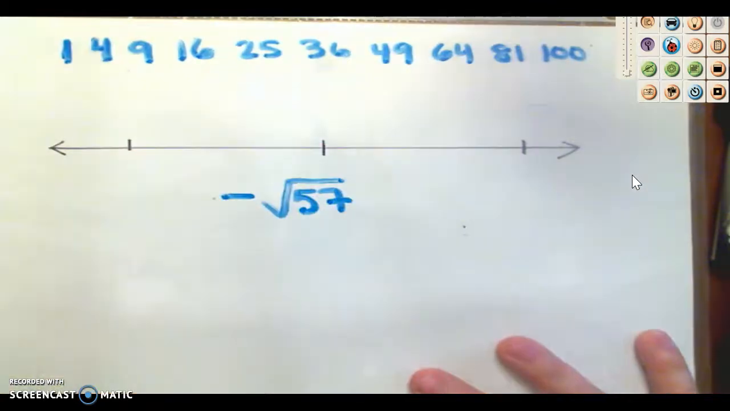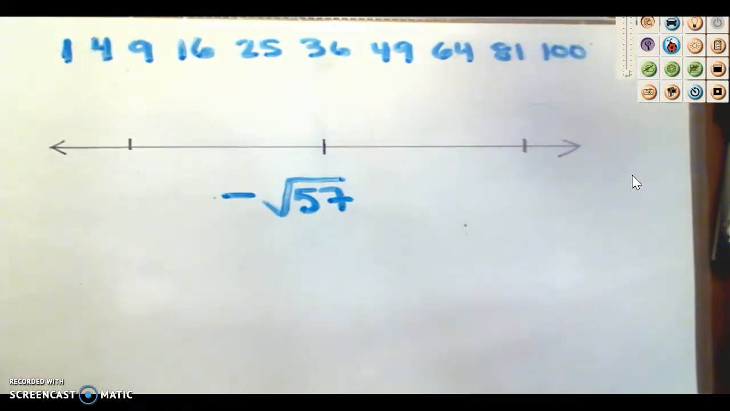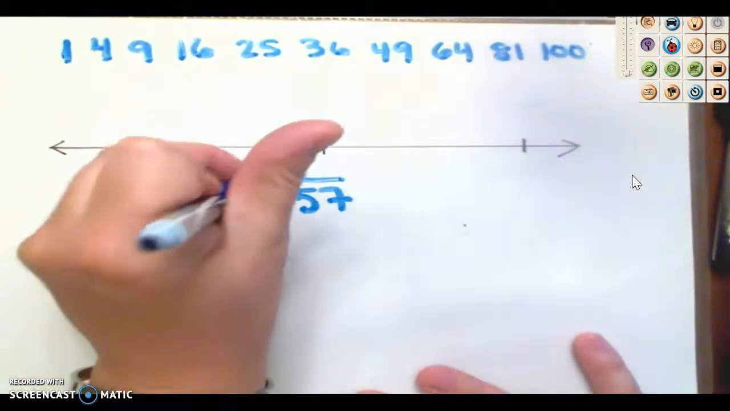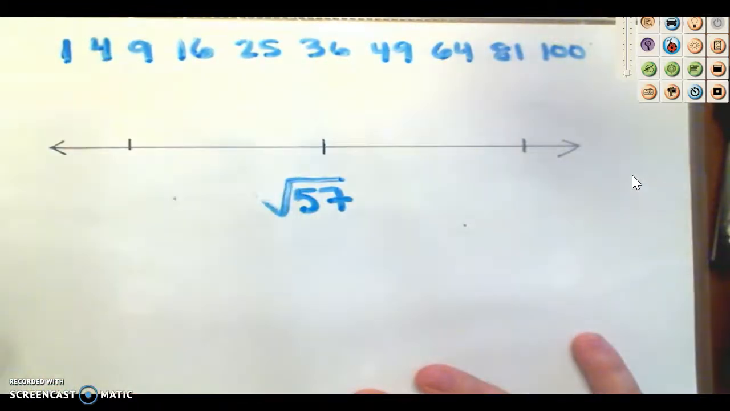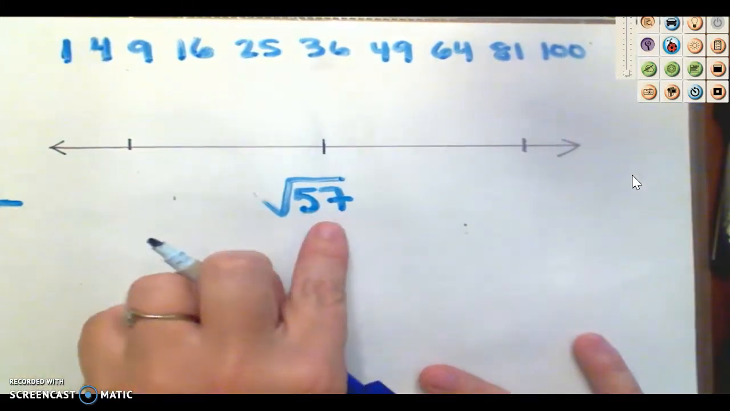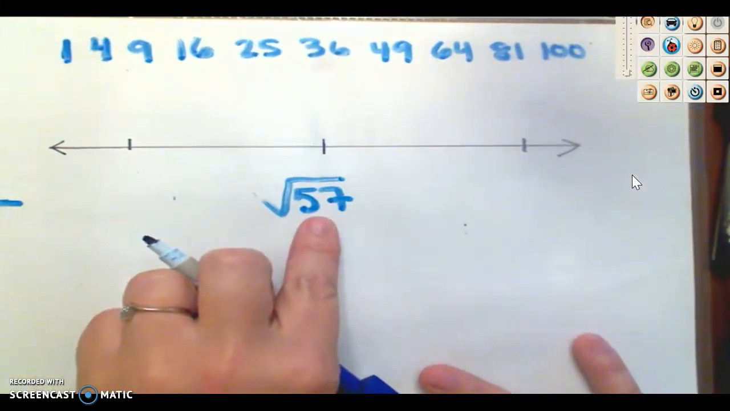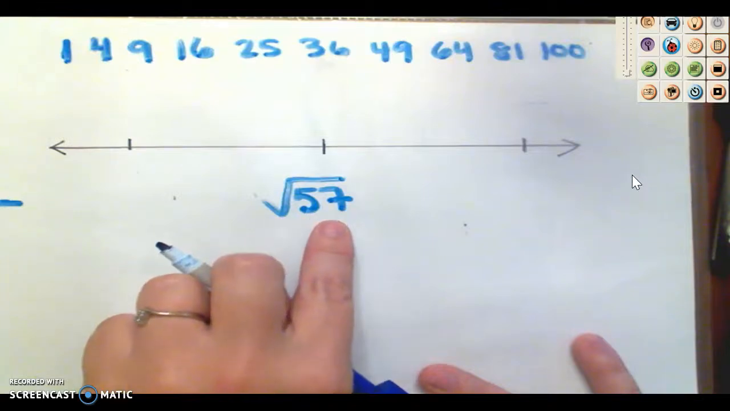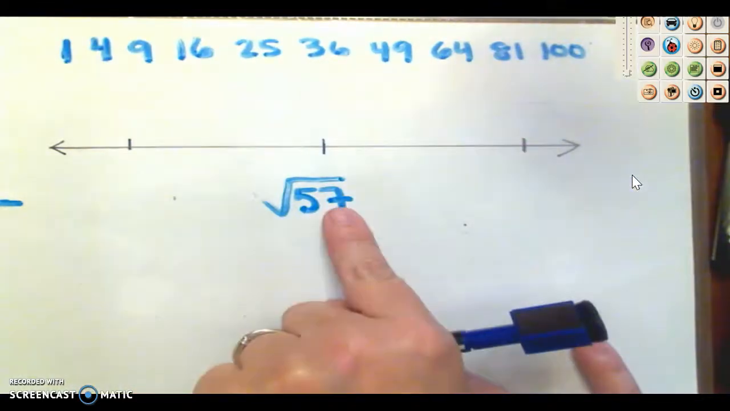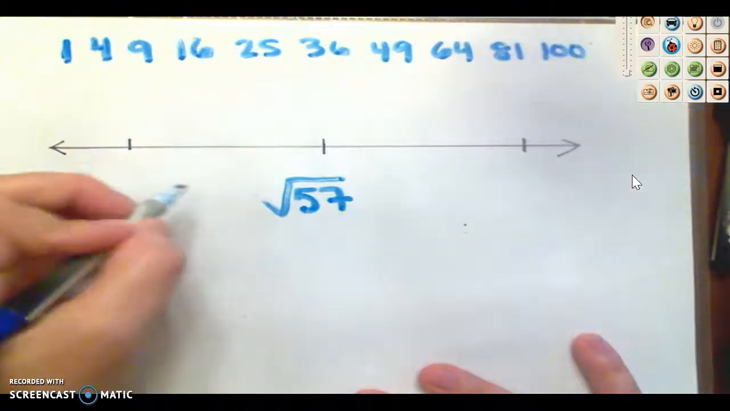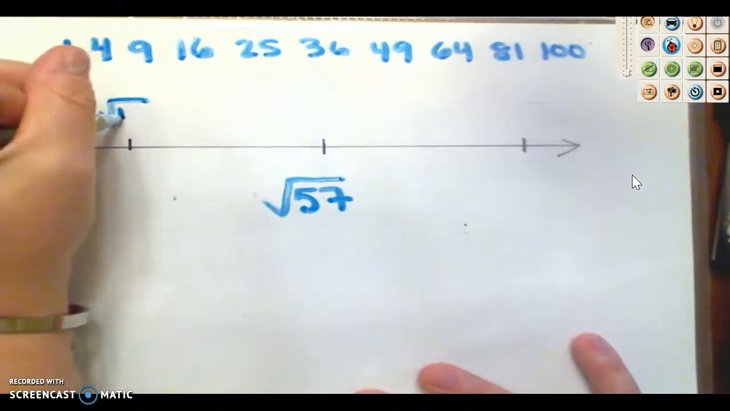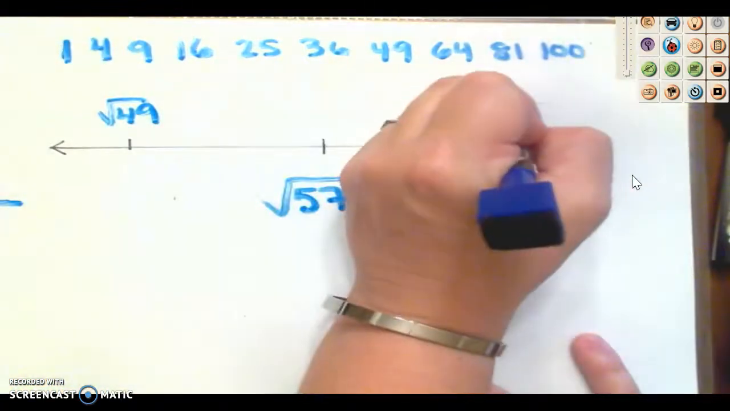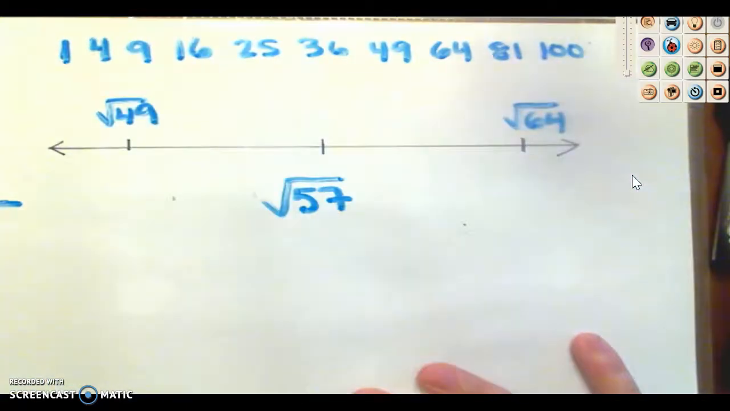Now we have the square root of 57, but it's the negative square root. What I want you to do right now is let's ignore that negative sign. Let's put it off to the side here, okay? Let's focus on the 57. What perfect squares does this fall between? Let's go up to our list and we can refer to it. Well, 57 is between 49 and 64. So I'm going to put 49 on one end and 64 on the other. So that means that it's somewhere between 7 and 8.